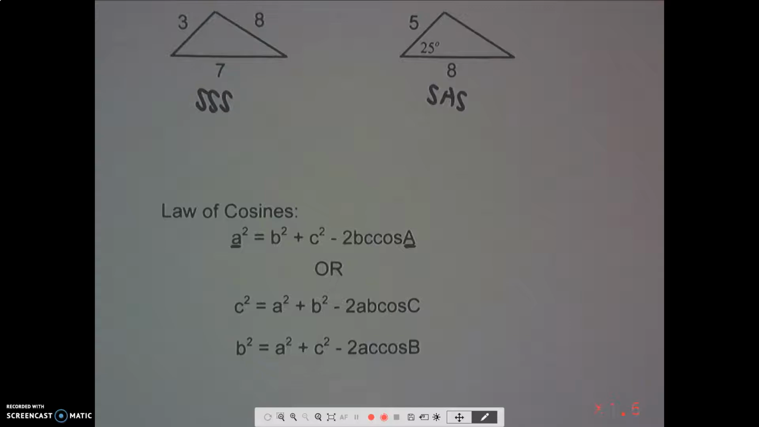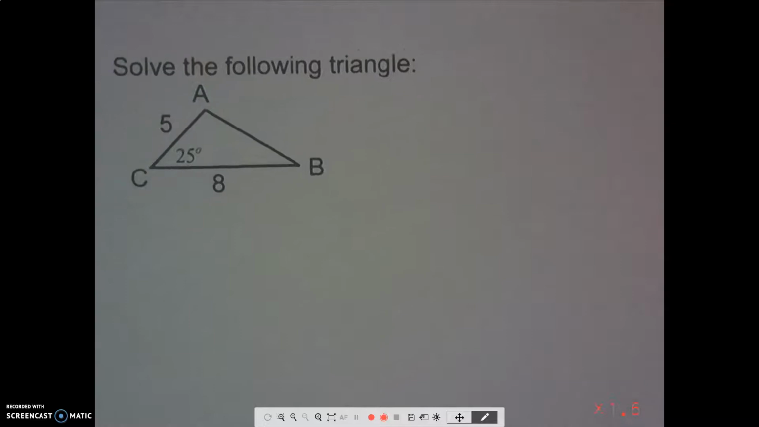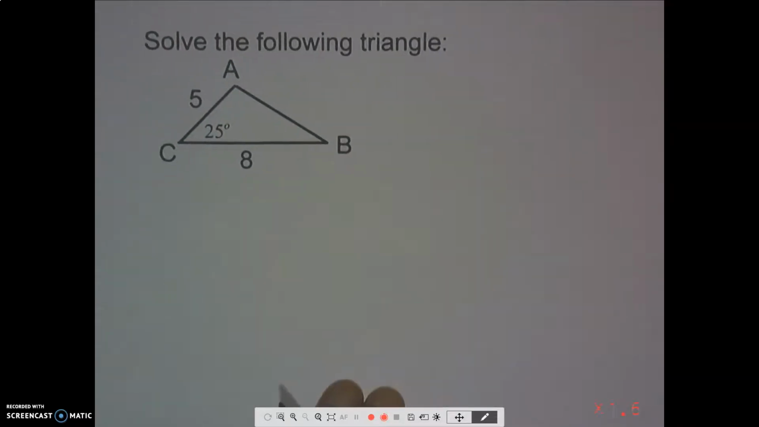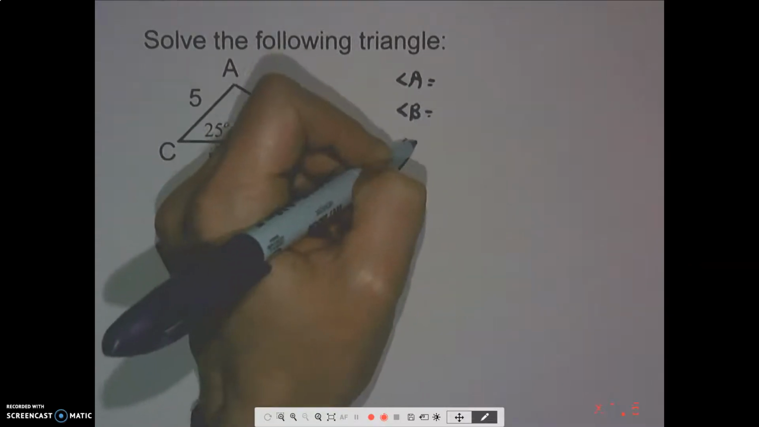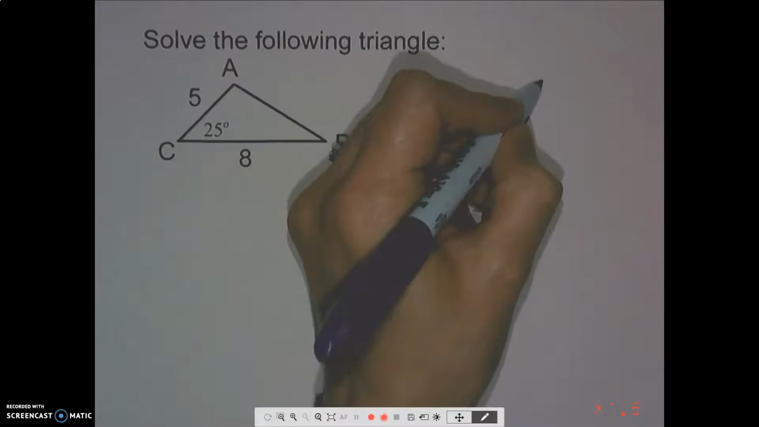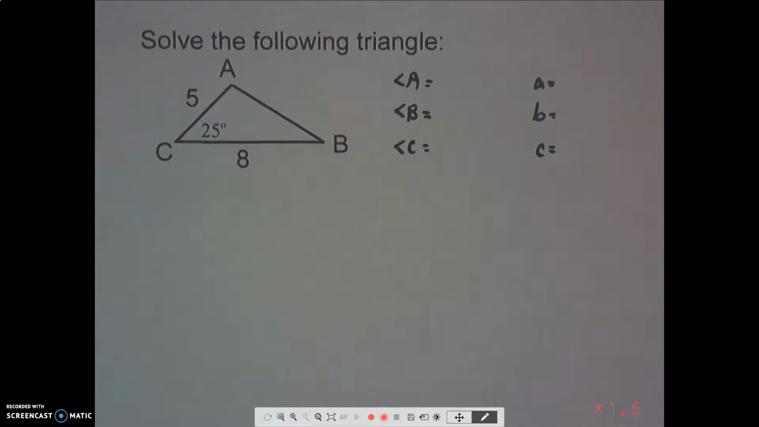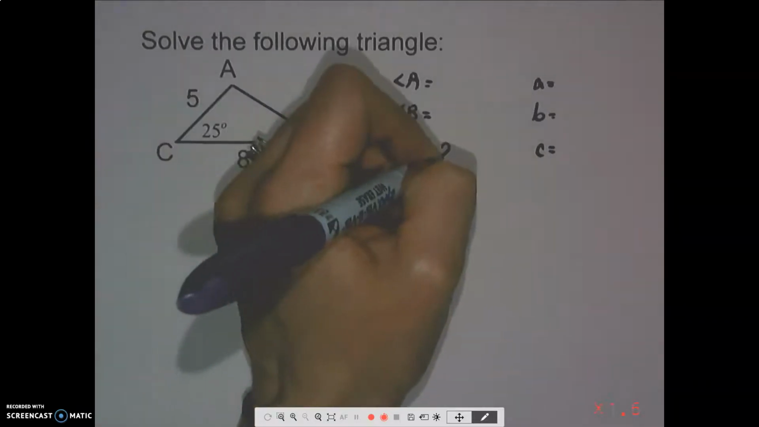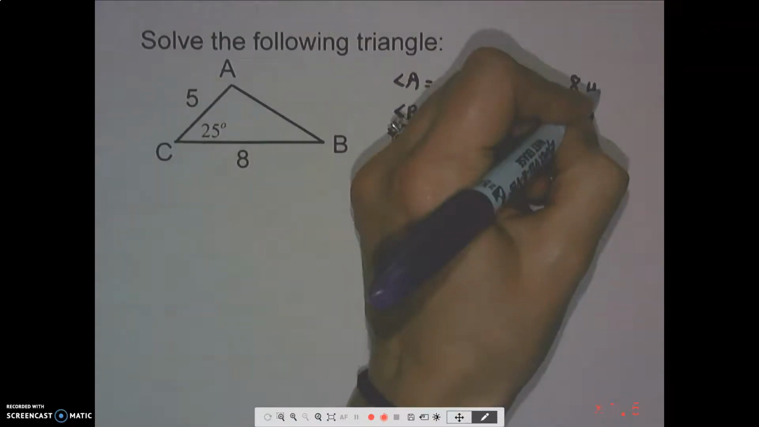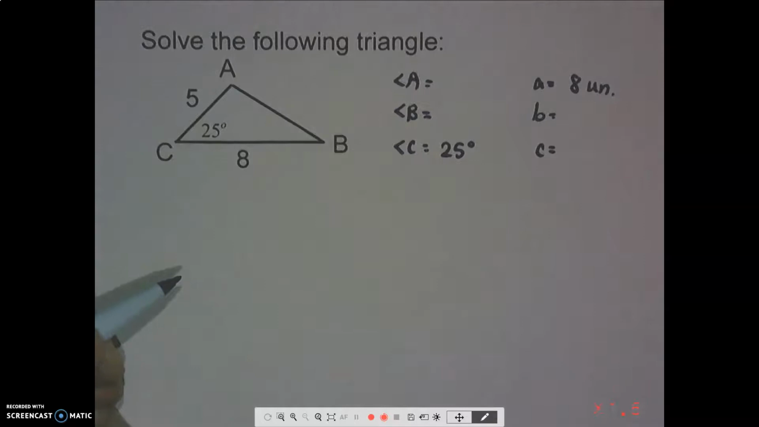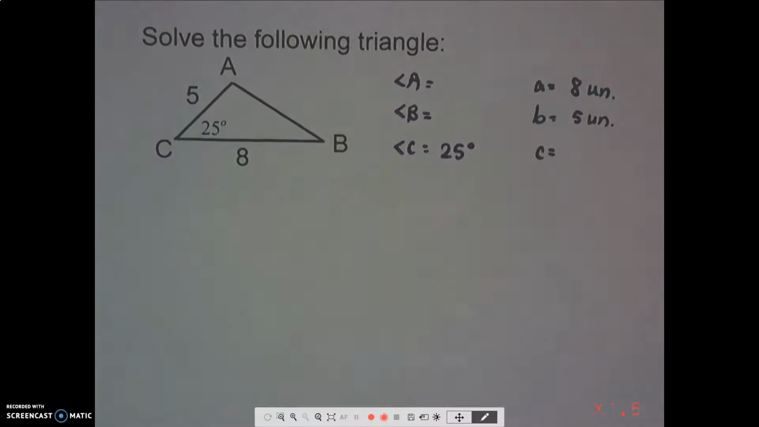So let's look at a couple of examples of solving these. The first one here, we're going to solve this triangle. Remember, solving the triangle means finding all three sides and all three angles. And again, this is just how I like to set things up. It's kind of up to you. So we know that angle C is 25 degrees. Side A is 8, and they don't give us units, so we can just say UN for units, and side B is 5 units.